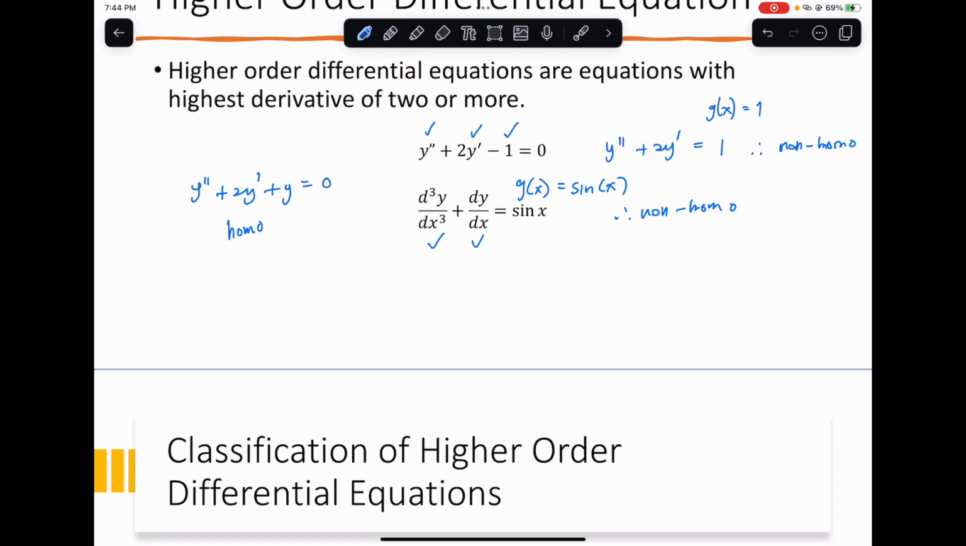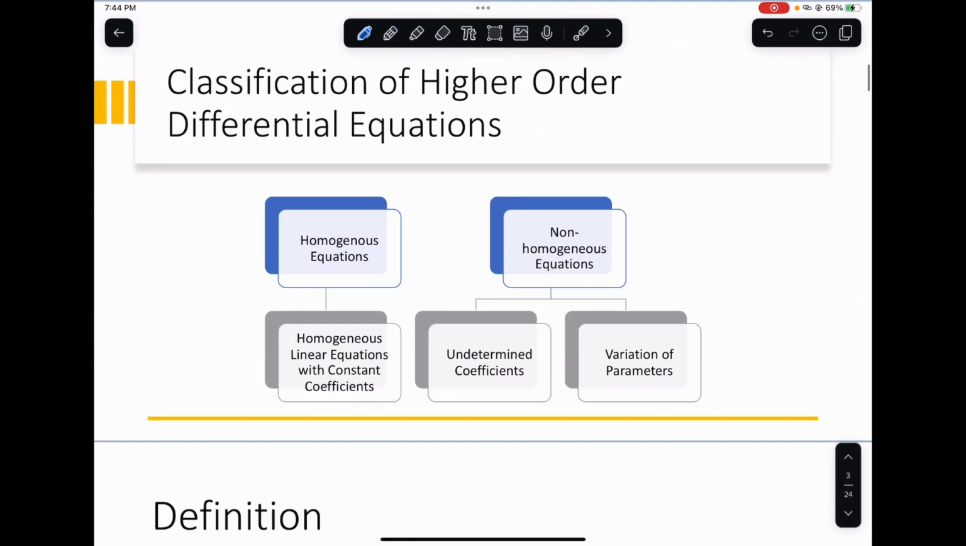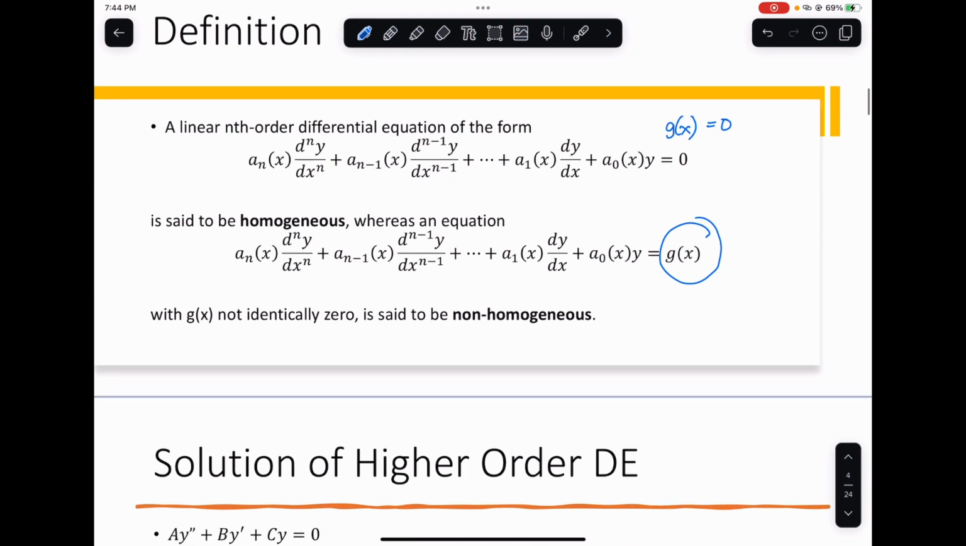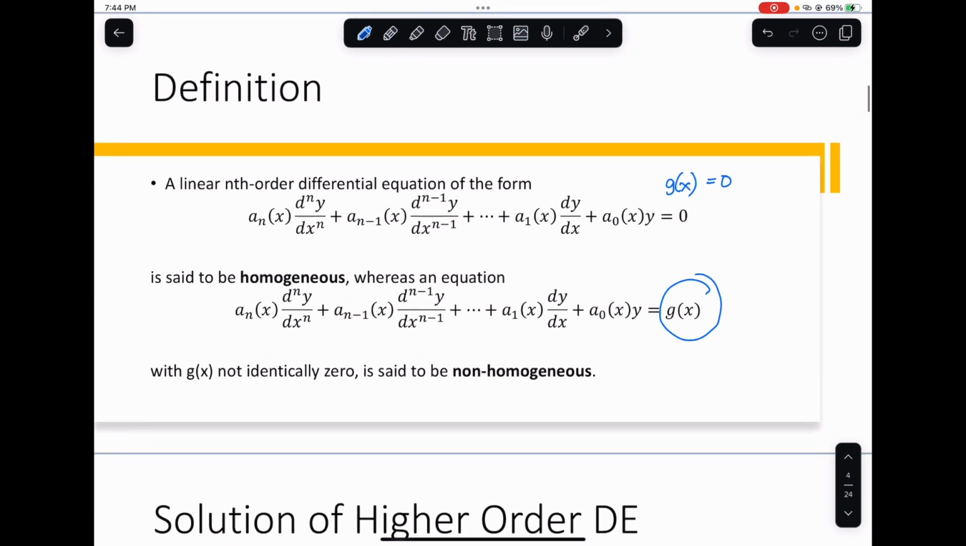Since our g of x here would correspond to 0, as long as g of x is not equal to 0, that makes it non-homogeneous. But if g of x is equal to 0, then that makes it a homogeneous equation. So that's how we differentiate homogeneous from non-homogeneous.